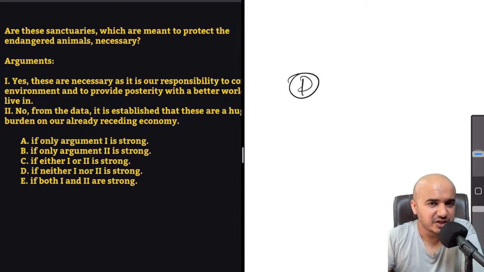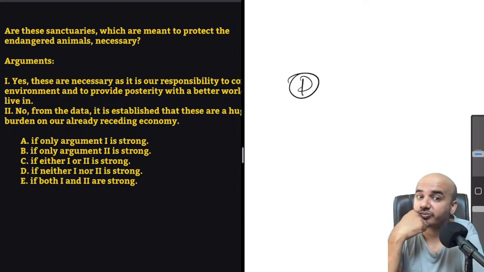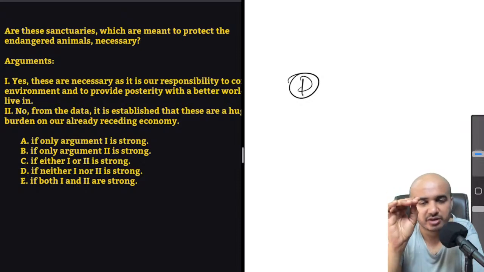Are these sanctuaries which are meant to protect the endangered animals necessary? Okay. So there are some sanctuaries, animal sanctuaries. Why are they set up? So that the endangered animals are protected. Now the point here is, are they necessary? That is the question being asked.